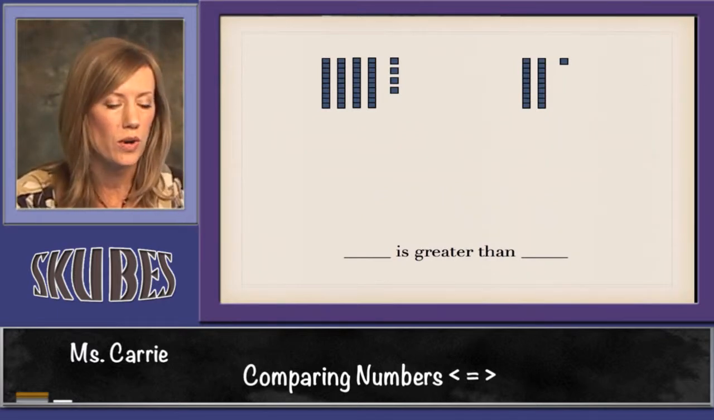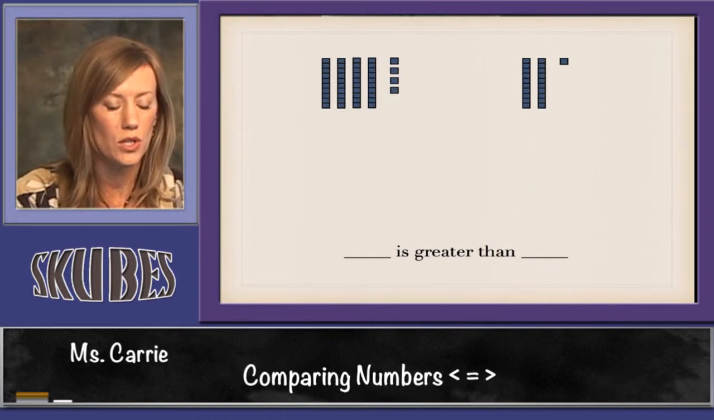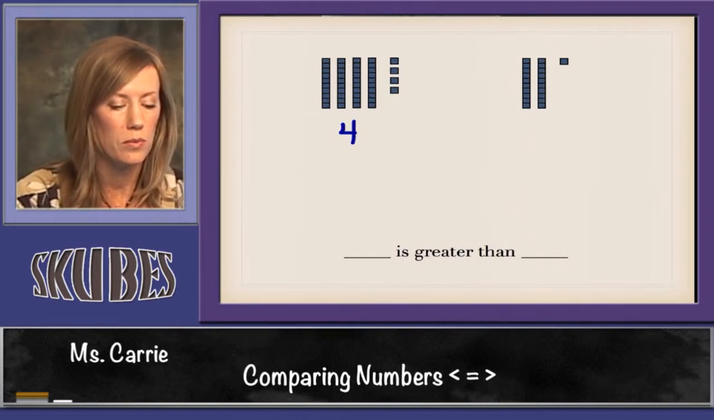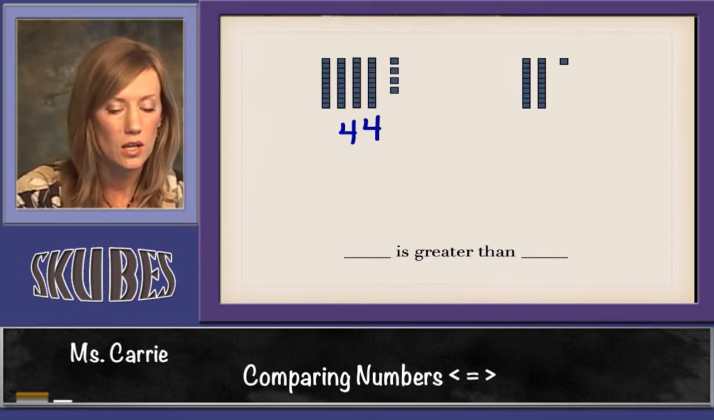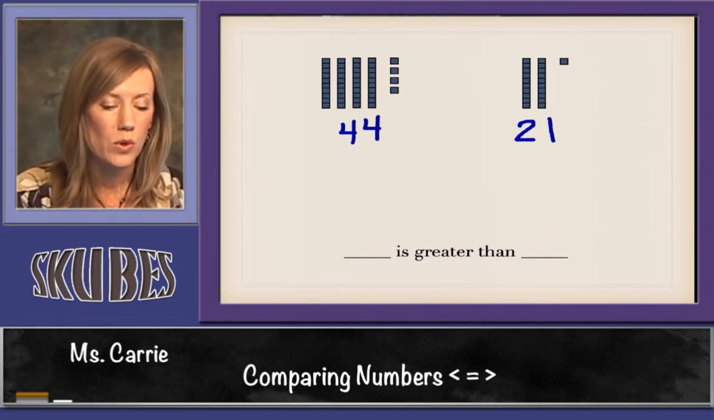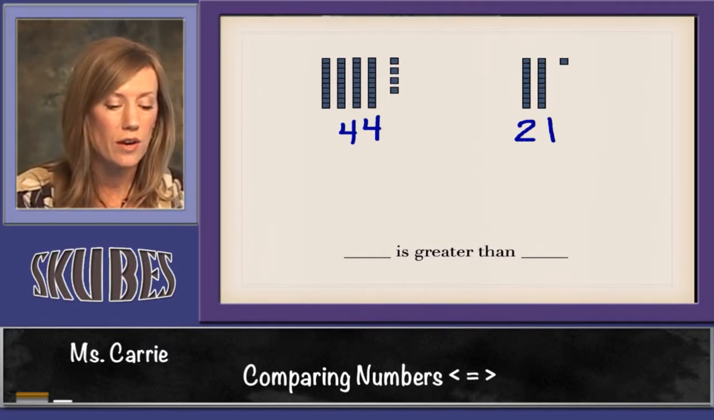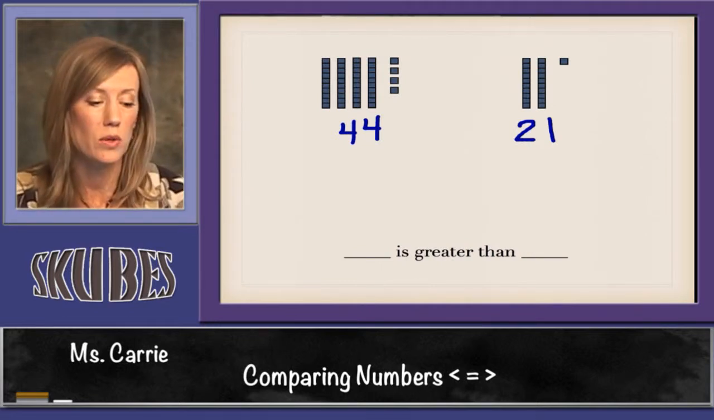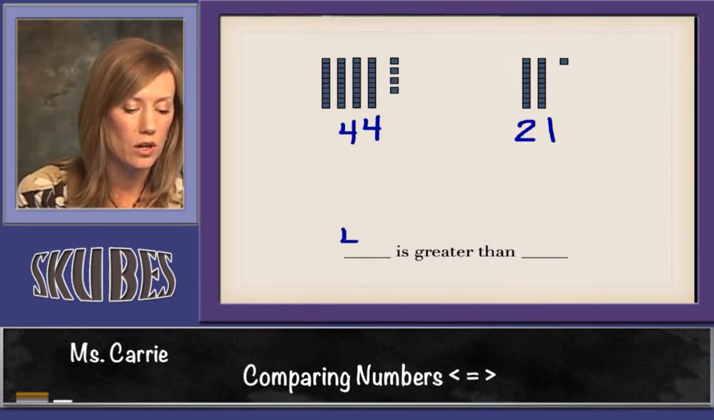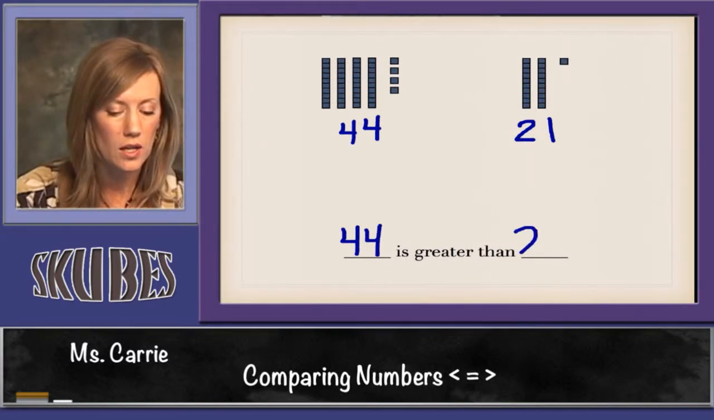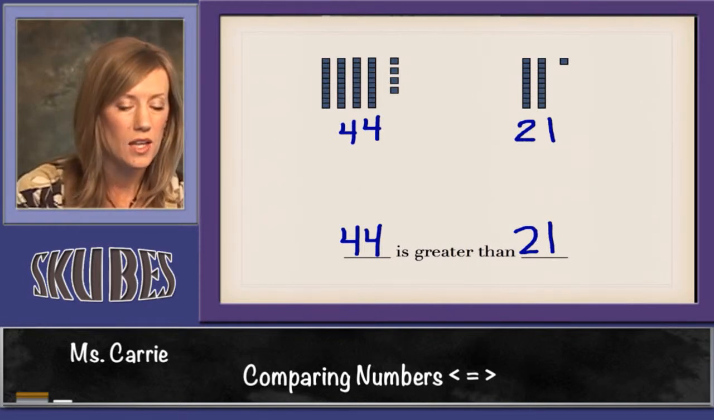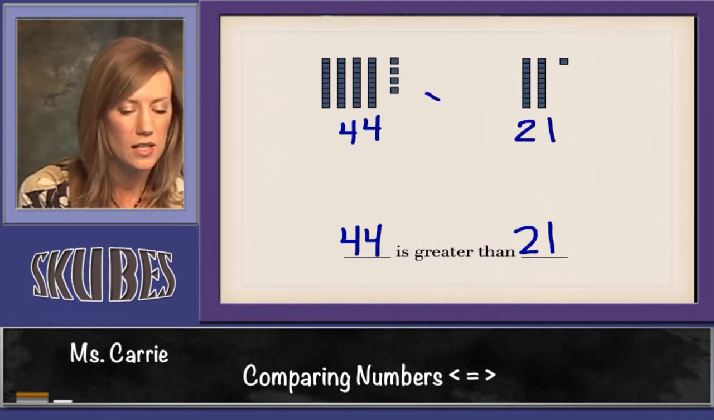Look at this top picture right here. I see 10, 20, 30, 40, 41, 42, 43, 44 blocks. And on this side, I see 10, 20, 21 blocks. When we look at these two numbers, we want to know which one is greater. Well, we know that 44 is more than 21, so we would say that 44 is greater than 21. And our special sign that we use looks like this.